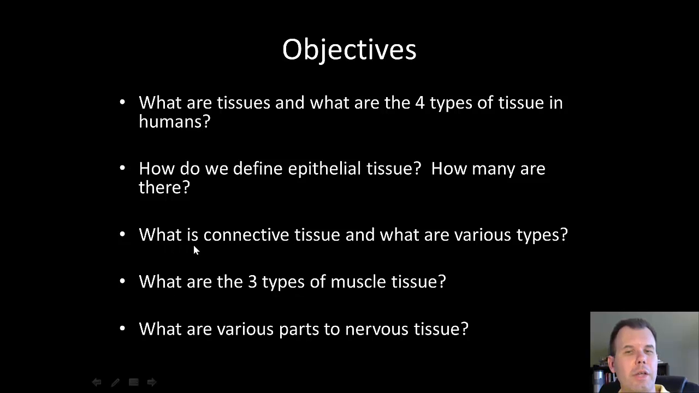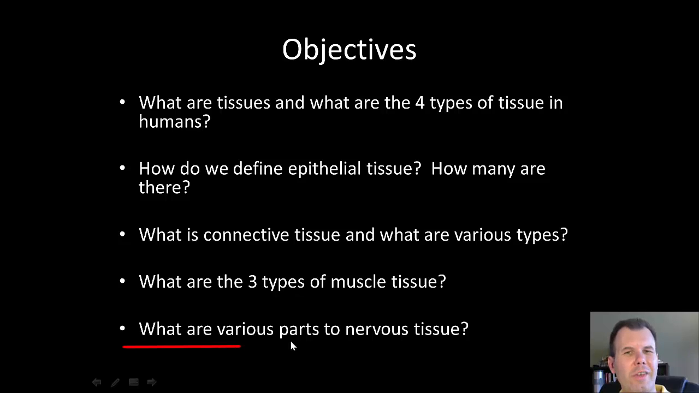The next thing we're going to ask is, what is connective tissue and what are the various types? There's fibrous, there's structural, and then there's liquid, and we're going to look at those different types of connective tissue. And then we're going to look at the 3 types of muscle. One type you actually control, which is skeletal muscle. The other 2 are involuntary, meaning you don't think about them, and those are the smooth muscle and the cardiac muscle that you have. And then finally, we're going to look at the various parts of the nervous tissue.